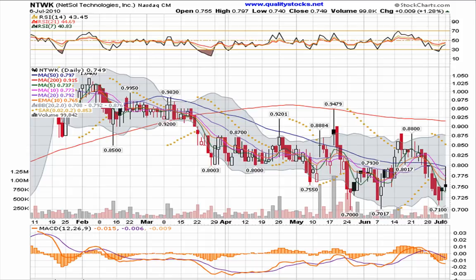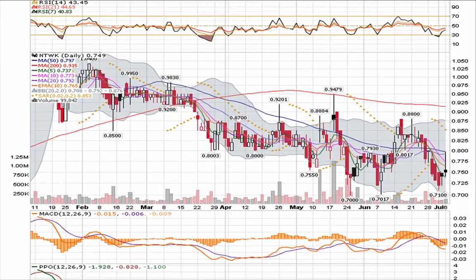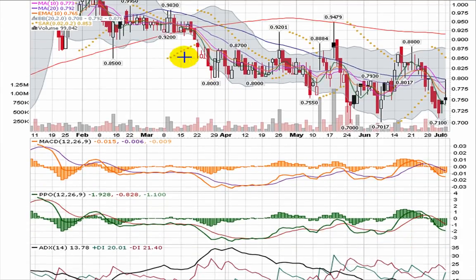Today is Wednesday, July 7th, 2010, and today we're going to take a look at NetSol Technologies. This is a NASDAQ capital market stock trading under the ticker NTWK. Some interesting things going on with the candles. We can see it's in a downtrend. We'll pull that channel up in a minute and show it.